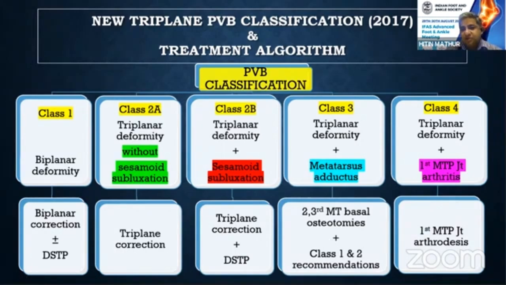Class 3 had an additional metatarsal adductus deformity, which needed second and third metatarsal basal osteotomies to correct that component of the deformity along with the triplanar correction. Whereas class 4 had first MTPJ arthritis, which needed a first MTPJ arthrodesis.